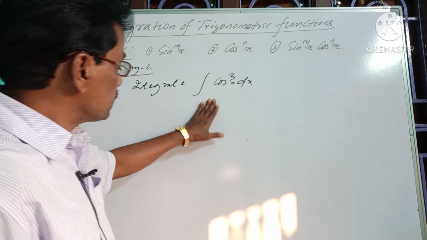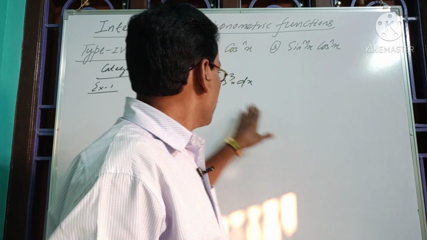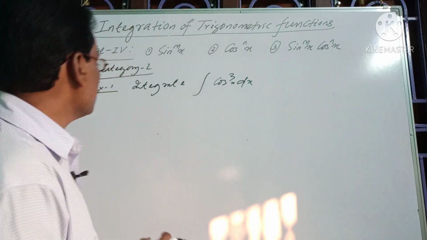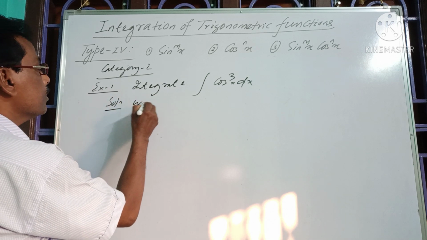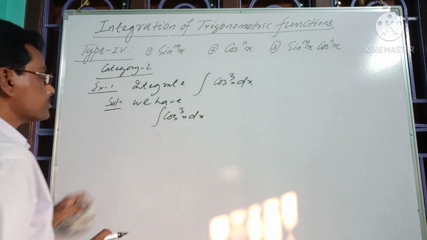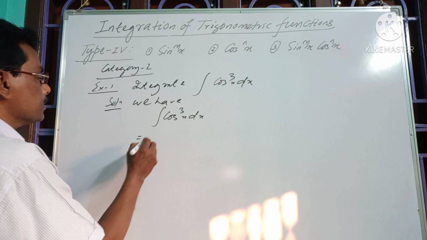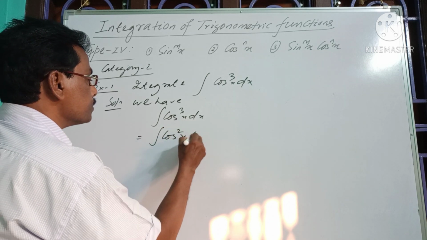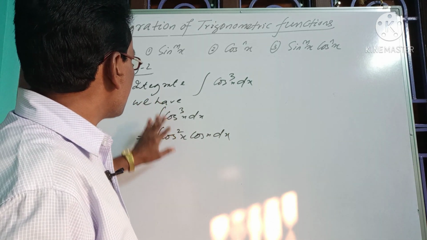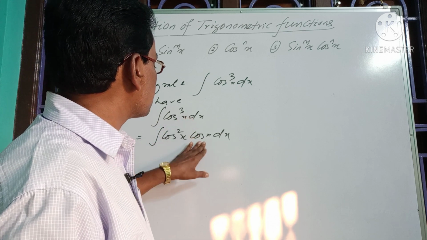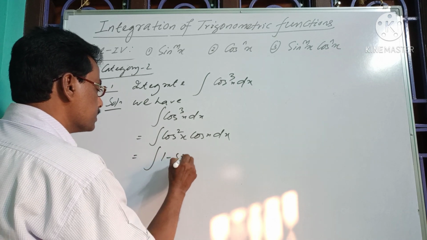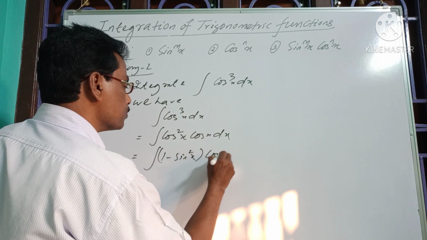So we have to integrate cos cube x with respect to x, where the cosine function contains the higher power 3, which is an odd positive integer. So we have the solution like this. Breaking cos cube x, we have cos square x into cos x with respect to x. Taking one cosine factor out of the integral, now breaking cos square x in terms of sin square x, we have the integration of 1 minus sin square x into cos x with respect to x.